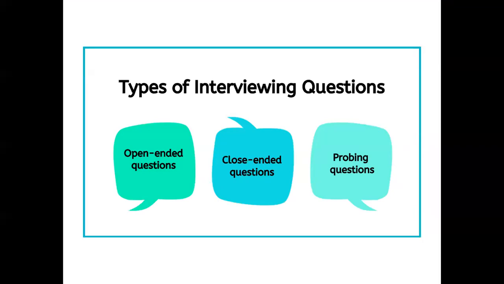And close-ended, where they have options to select from. And the third one is probing questions. Probing questions, these types of questions ask for more detail on a particular matter. They are often follow-up questions like, could you tell me more about that, or please explain what you mean. So these kinds of questions are known as probing questions.